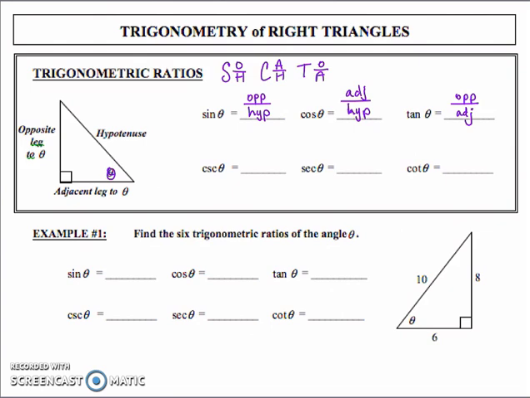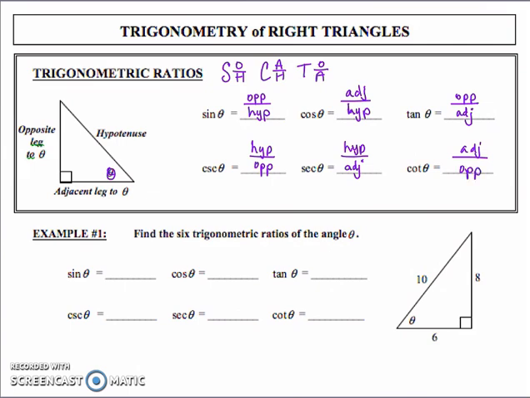Cosecant, secant, and cotangent are just the reciprocals of sine, cosine, and tangent. So if sine of theta is opposite over hypotenuse, cosecant is the reciprocal of sine, so that would be the hypotenuse over the opposite. Secant is the reciprocal of cosine, so that would be the hypotenuse over the adjacent side. And cotangent would be the reciprocal of tangent, so that's going to be the side adjacent over the side opposite.